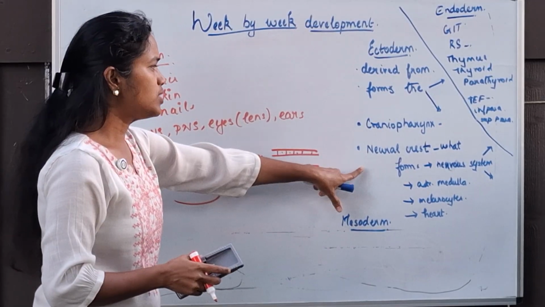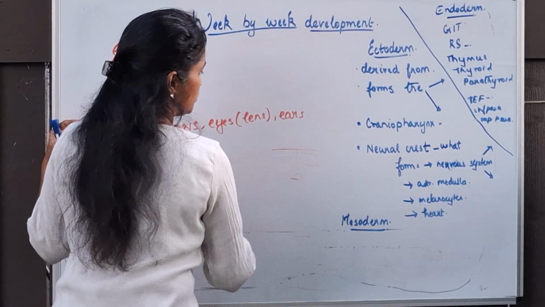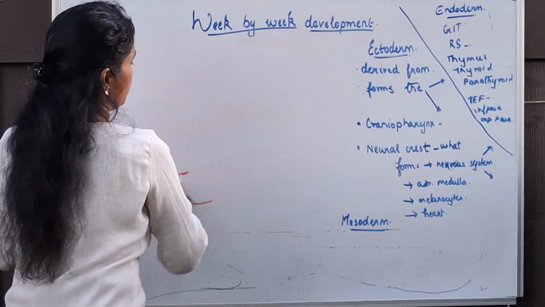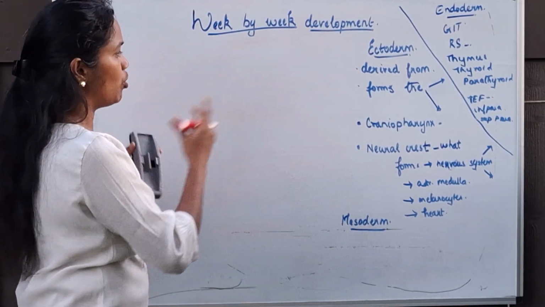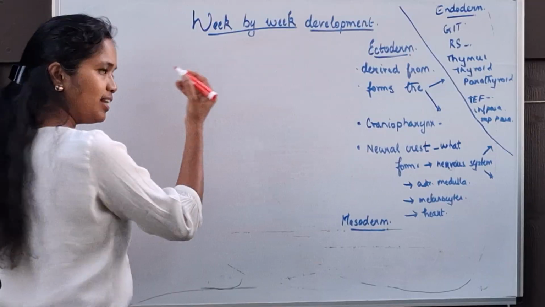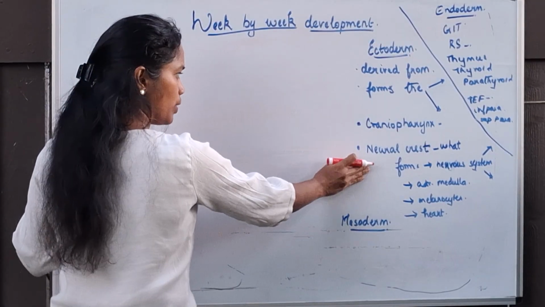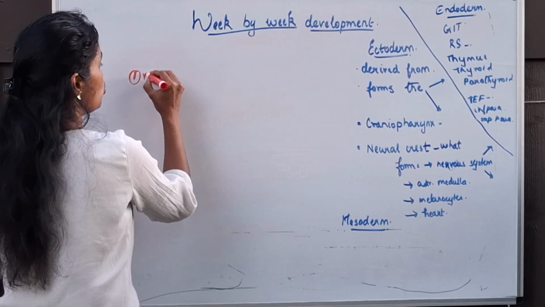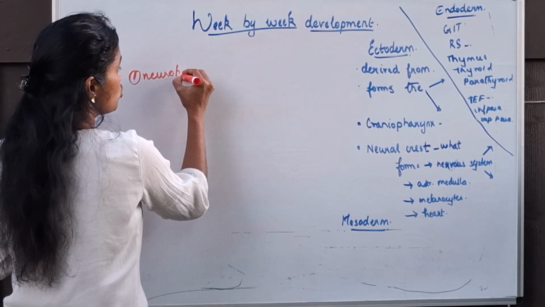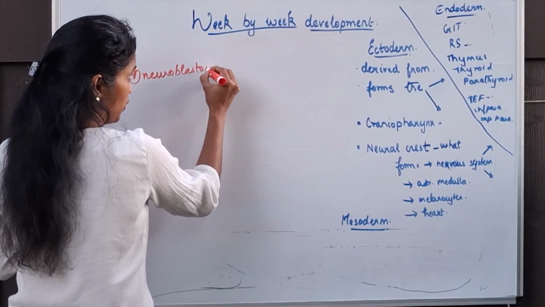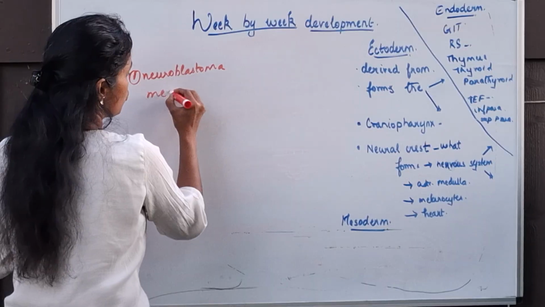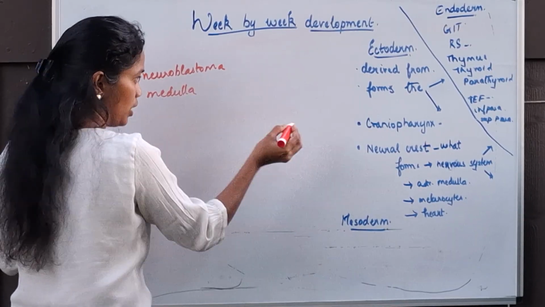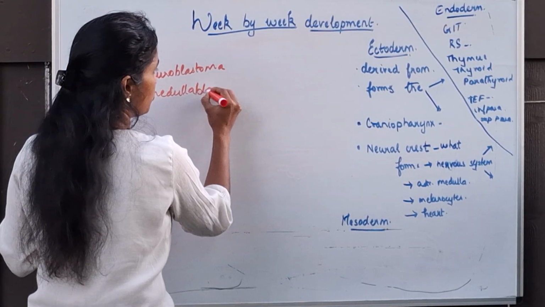So the neural crest or the nervous system, what structures are formed? The nervous system structure entirely is formed from the neural crest, which is a specialized form of the ectoderm. That is, it will give rise to neuroblastoma. So neuroblastoma is that which arises from the ectoderm, and the medulloblastoma, which is also a neural system tumor, is also arising from the ectoderm.